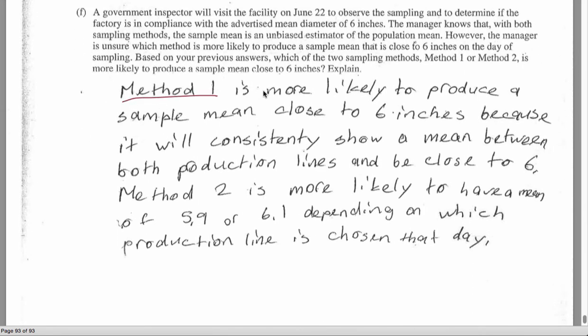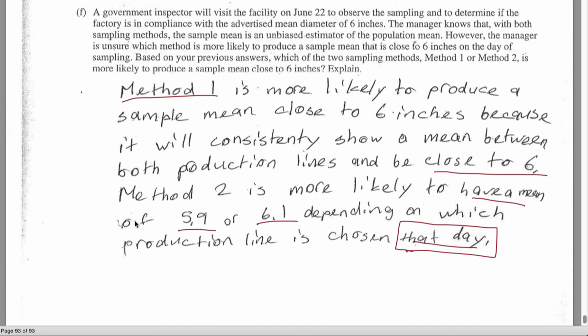That's the right answer. Let's see if they explained it. More likely to produce a sample mean closest because it will consistently show a mean between both production lines and be close to 6. So far, so good. Now they just have to talk about method 2. They say method 2 is more likely to have a mean of either 5.9 or 6.1, depending on which line is chosen that day. Clearly, they're using the single day argument again. What dooms them, however, is they said close to 6 on the first method, but in the second method, they said it's more likely to have a mean of 5.9 or 6.1.